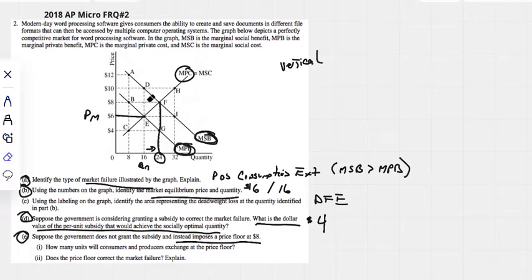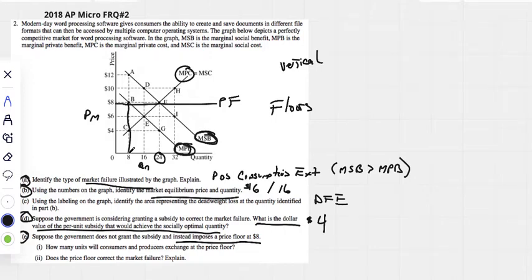Suppose the government does not grant the subsidy, but instead imposes a price floor at $8. So let's get rid of some of this. The government is going to come in and impose a price floor. Floors are high. We have to remember that floors are high. So at $8, it absolutely would be effective. That is our price floor right there. At $8, the quantity demanded would be 8.